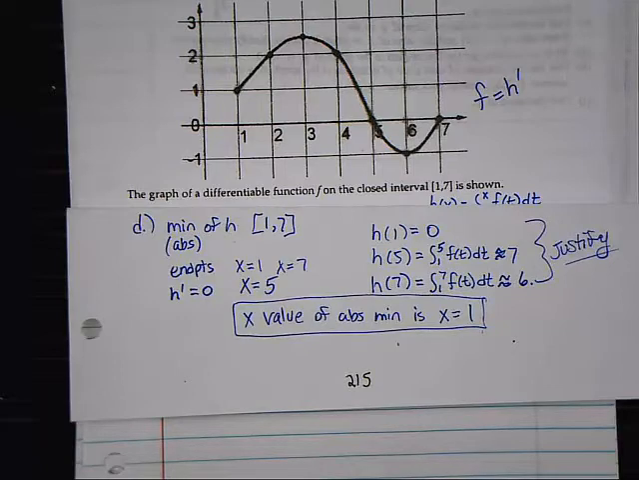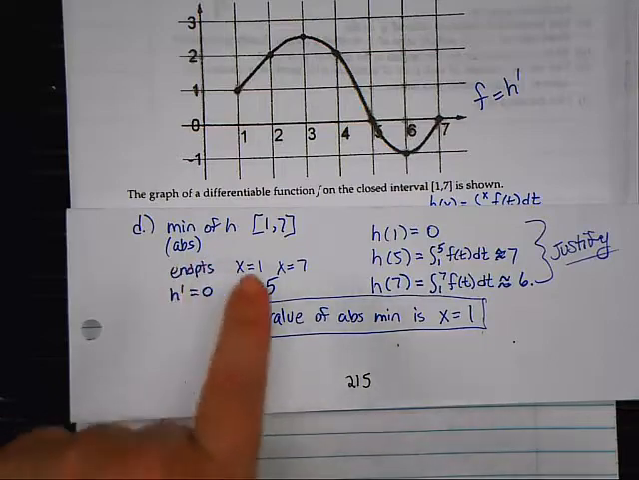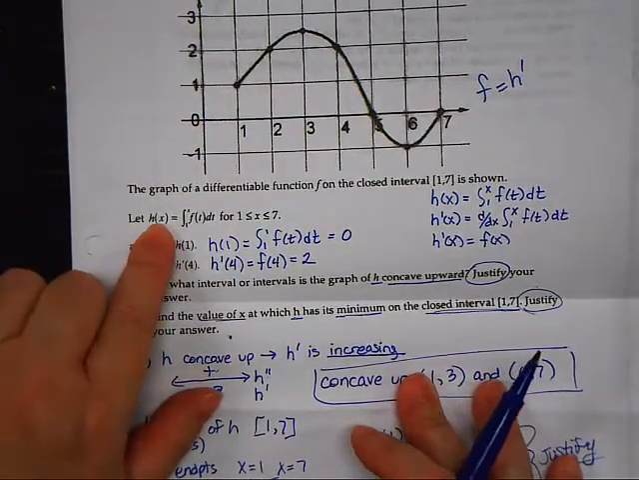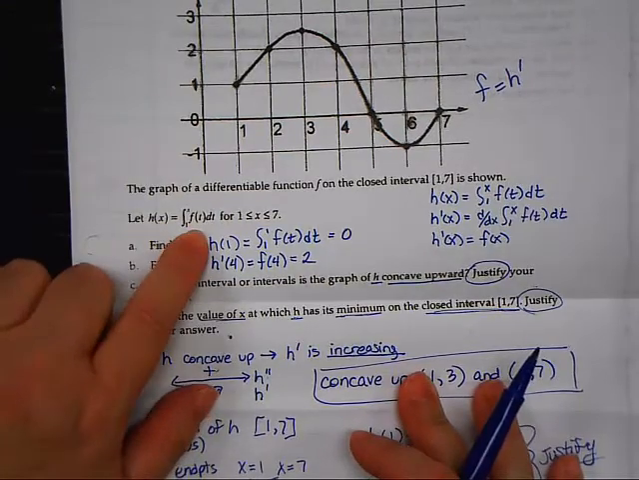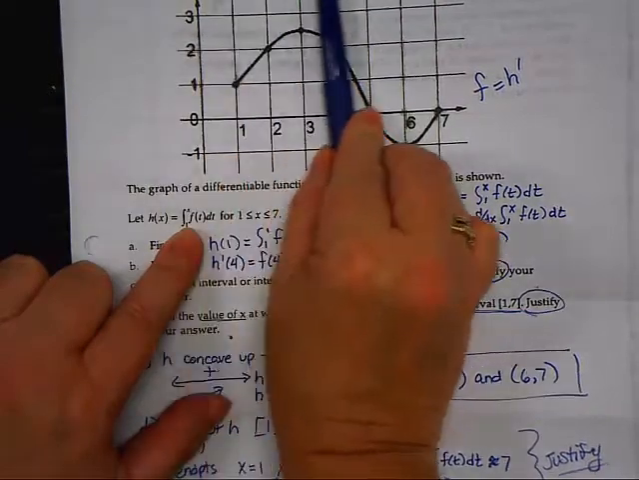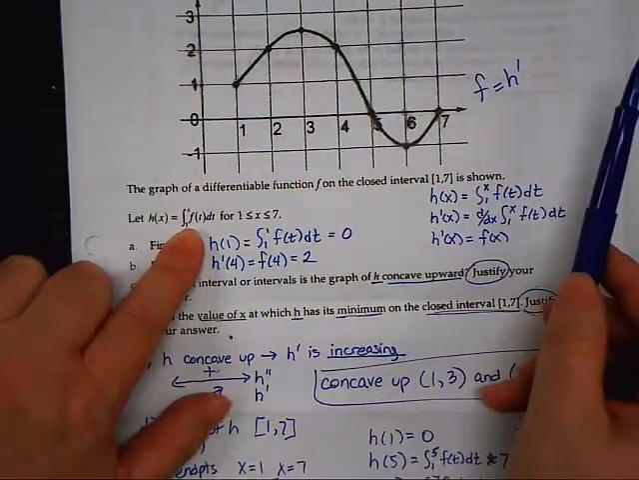I thought that the absolute minimum was the lowest point on the graph. Okay, that's the absolute minimum of f. The absolute minimum of h. Now remember that h. Okay, let me explain it this way. Remember that h is defined as area. If you're calculating area from 1 to wherever, where is the smallest area going to be?